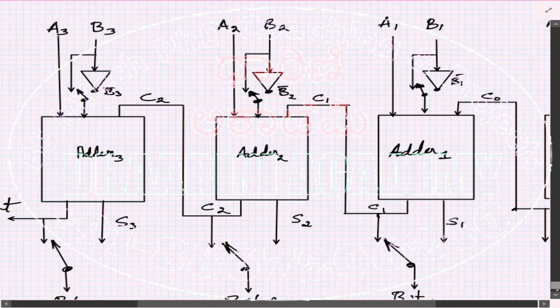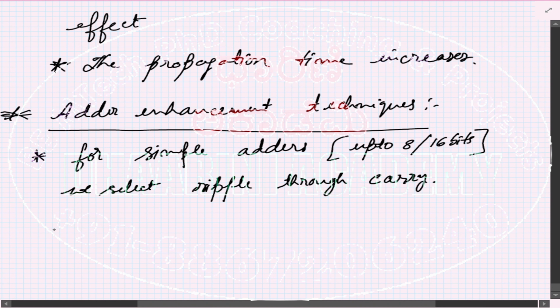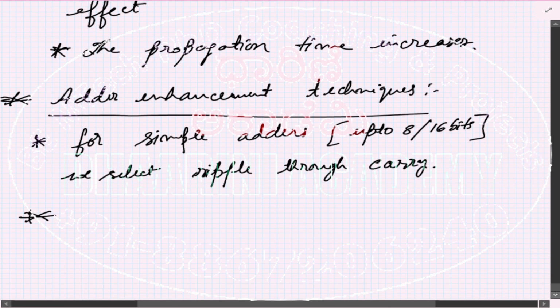Right, now we'll go for the carry completion time. This implies, right, we said that, okay, simple adders, you have ripple through carry. Ripple through carry means carry will be generated from one adder, will go to the next. That's it. It's a rippling through, carry is rippling through each of the adders. That's why it is ripple through carry. Okay, the one which we already have studied is called as ripple through carry.